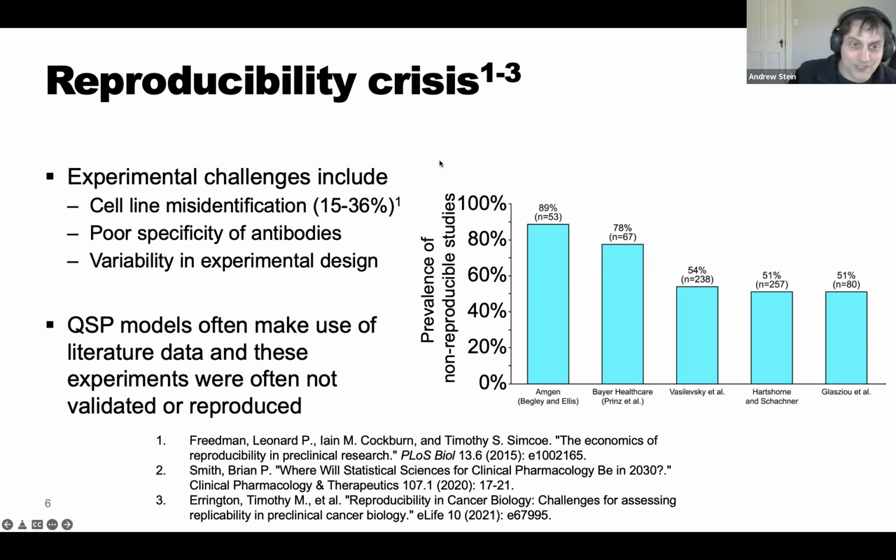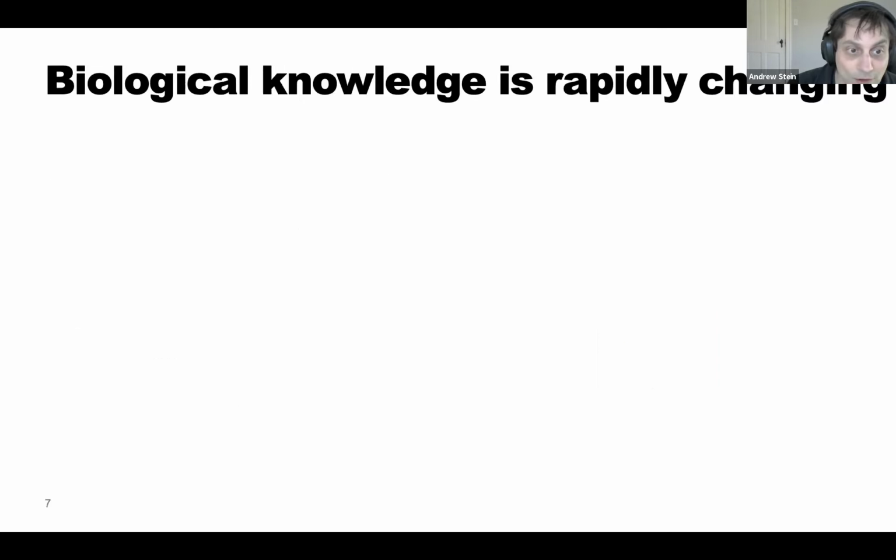Some of the possible reasons: sometimes you have cell line misidentification, where you think you're working with one cell line and it's actually another, or sometimes you're using antibodies for a protein with poor specificity. And sometimes there are so many features of an experimental design that it's hard to elucidate them all. When you build these mechanistic models, you're often relying on data from the literature to inform them, and so this is one of the challenges.